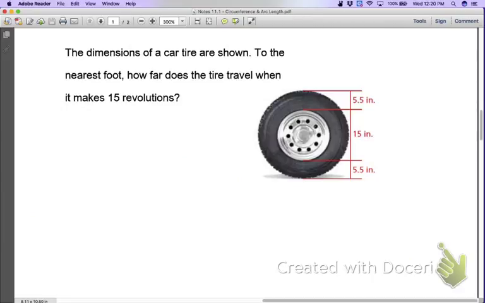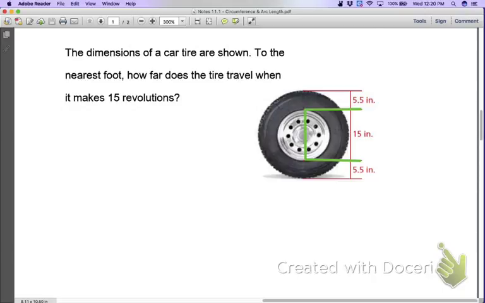So here it says the dimension of a car tire is shown to the nearest foot. How far does the tire travel when it makes 15 revolutions? So you've got a lot of information here. It says basically your wheel diameter is 15 inches. If you're not familiar with cars, the wheel is this silver shiny part right here that the tire goes around. So the radius of the wheel is 15.